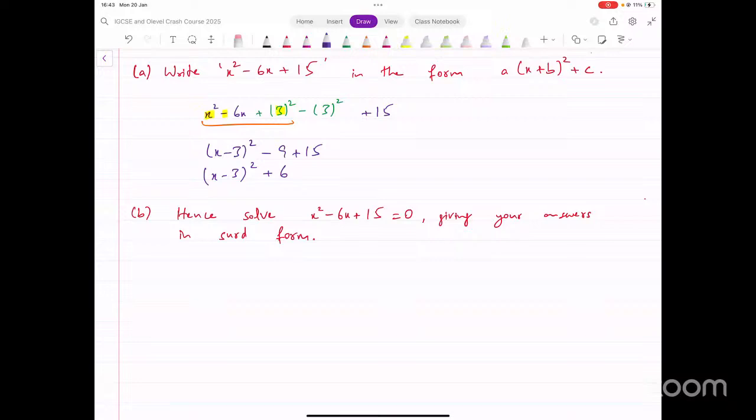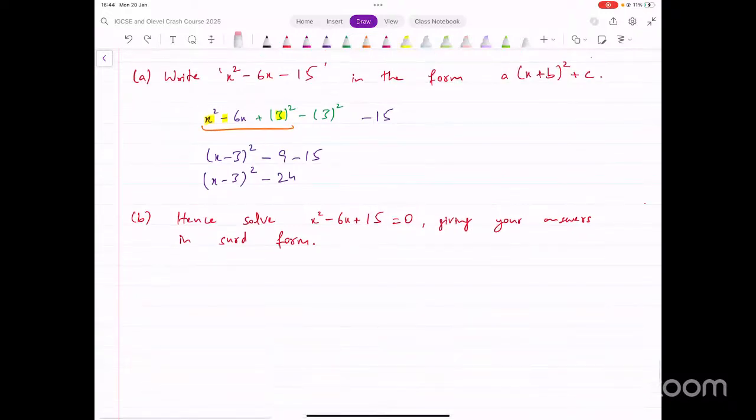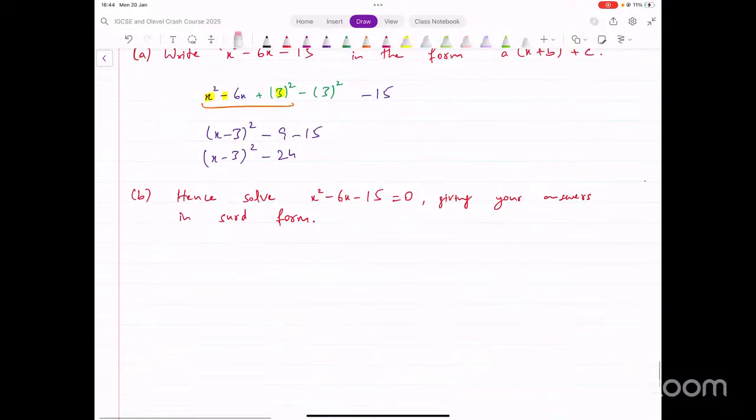But let me use a different example for this. Let's say we had a negative 15 outside. So instead of this plus 15, let's say we had a negative 15, and then do it using that example. If you had negative 15 outside, we would end up getting something like this. Okay, now I've slightly changed that example. And let's say this is the equation that we had, and we had to solve this equation, x squared minus 6x minus 15. Why did I change this?